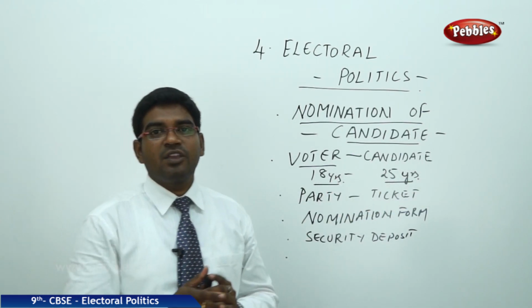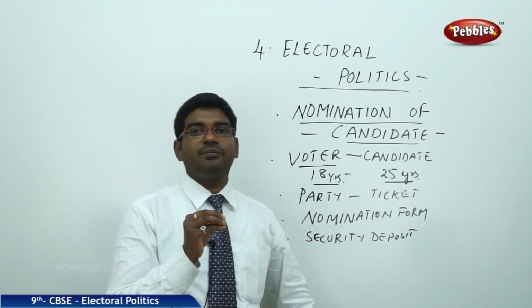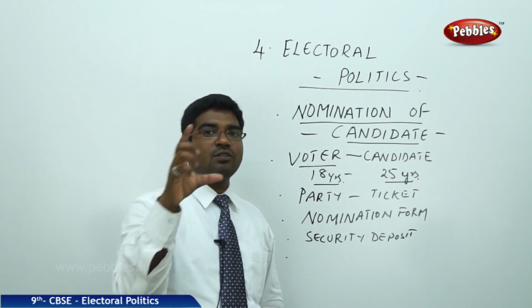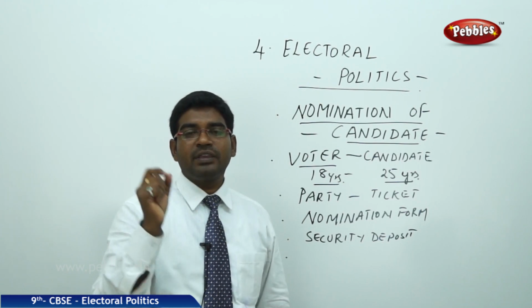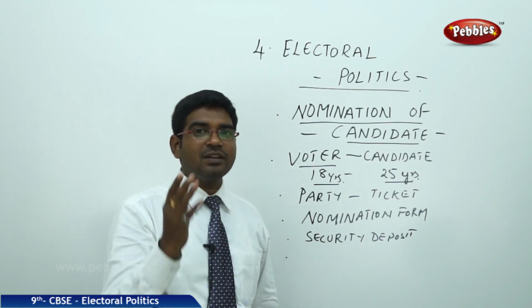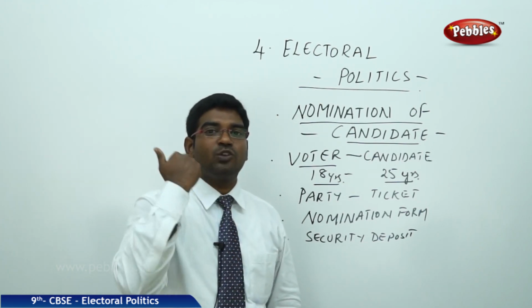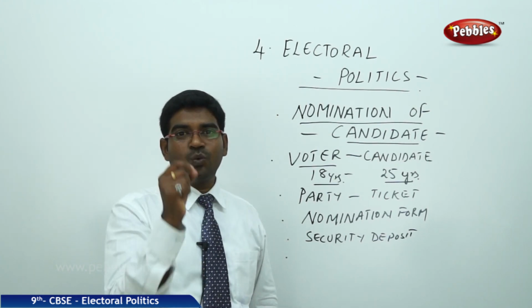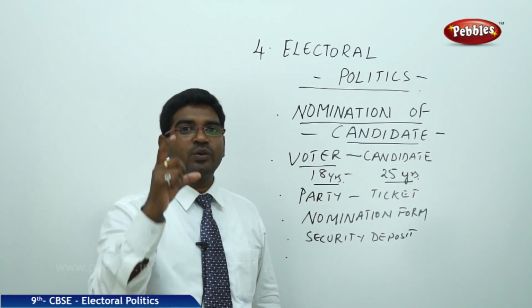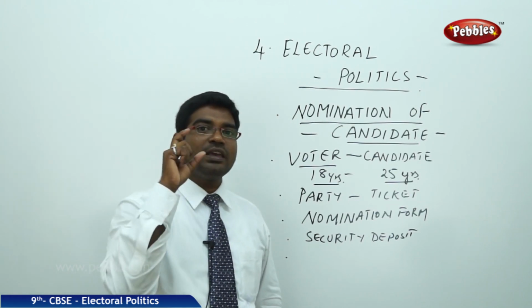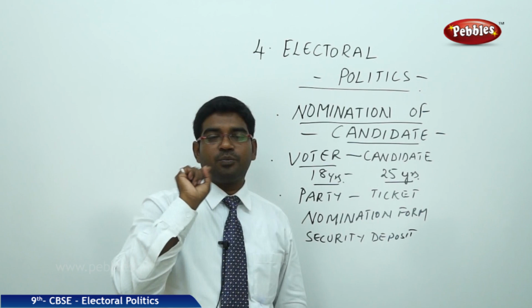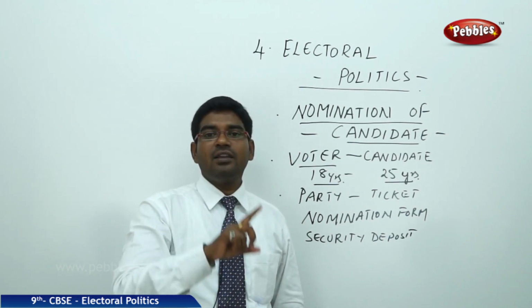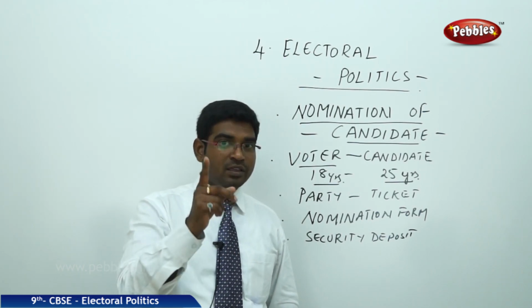Very simple. If you are contesting with any political party, that party symbol will automatically accompany you in the elections. If you are not participating through any political party but you want to contest in the elections, then you are an independent candidate, and you get a symbol which is issued to you by the Election Commission. So, party ticket and independent candidate, both are important.